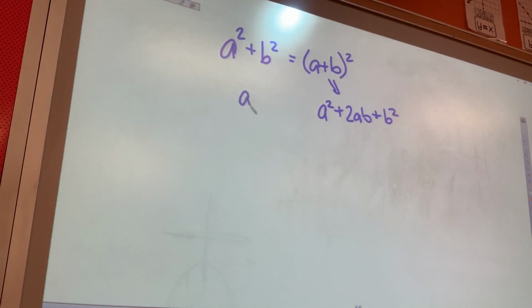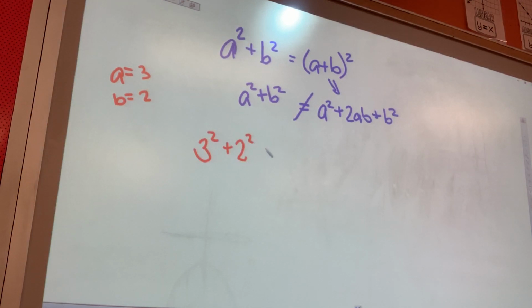This is still just a squared plus b squared. Are those the same? No. So just because this is a quantity squared does not mean it's this. And if you ever get stuck, just substitute a value in. Let's say that a is 3 and b is 2. So let's try this. 3 squared plus 2 squared, does that equal 3 plus 2 squared? Well, this is 5. 5 squared is 25. This is 9 plus 4. So is 13 equal to 25?